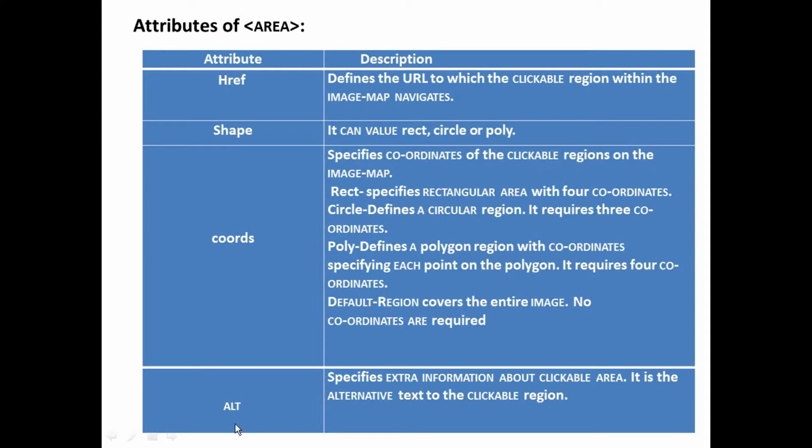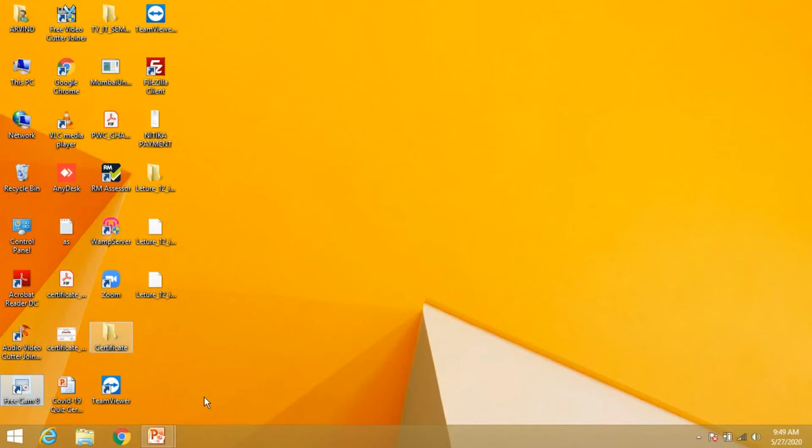Then lastly we have the alt tag. Alt means an alternative text tag for the clickable region. Once you click on that particular region, it will show the extra information about the clickable area. It is the alternative text to the clickable region. Okay, so we have covered only this in this topic, and after that we will see the concept with an example.